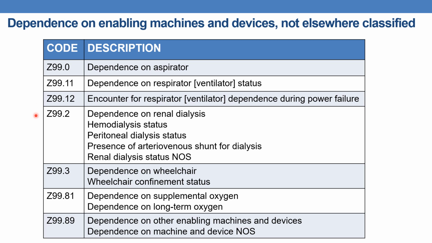The next is Z99.2. It deals with dependence on renal dialysis or hemodialysis status or peritoneal dialysis status or presence of arteriovenous shunt for dialysis or simply renal dialysis status NOS. The next is Z99.3. It deals with dependence on wheelchair or wheelchair confinement status. The next is Z99.81. It deals with dependence on supplemental oxygen or dependence on long-term oxygen. The next is Z99.89. It indicates dependence on other enabling machines and devices or simply dependence on machine and device NOS.